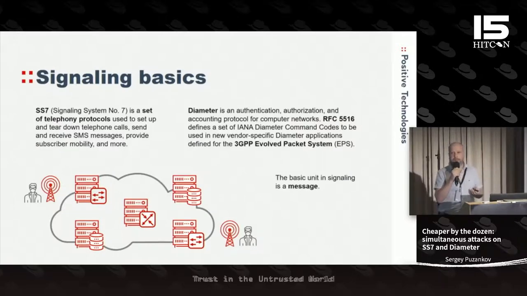So, the subject of my talk is signaling networks. A couple of words about what the signaling networks are. There are two basic standards that mobile operators use to send different information between network elements. The first of them is SS7. SS7 is used in GSM and UMTS mobile networks. SS7 signaling is primarily intended to set up and release telephony calls. But when mobile telephony appeared, SS7 began to be used for mobility, for roaming, for SMS messages and other services.